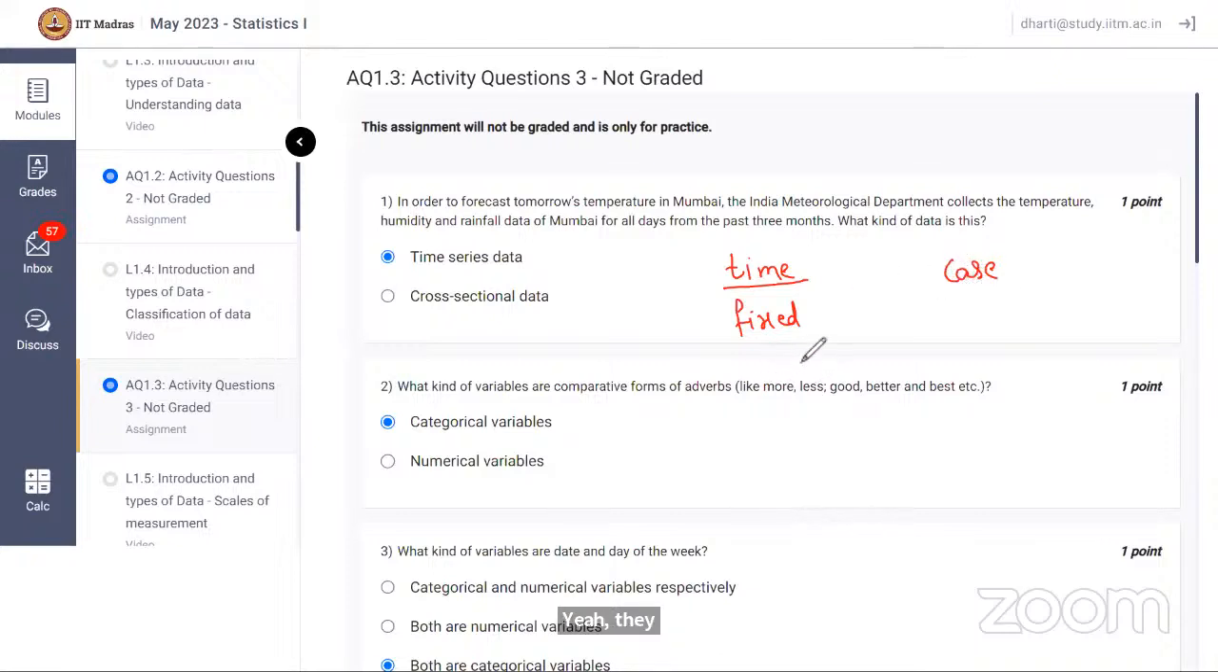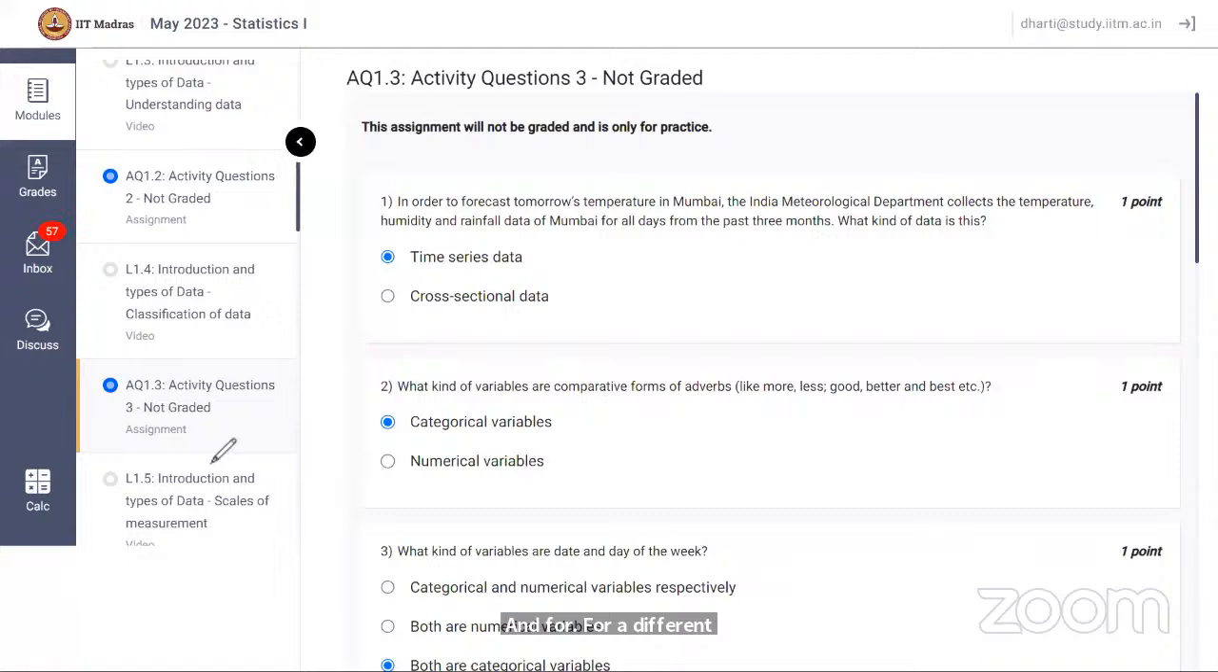Ma'am, attendance of students in a classroom, can I say it is time series? Attendance of students in a classroom on a daily basis, for a day, it is cross-sectional data. And for different days, it is time series data. Yes, right.